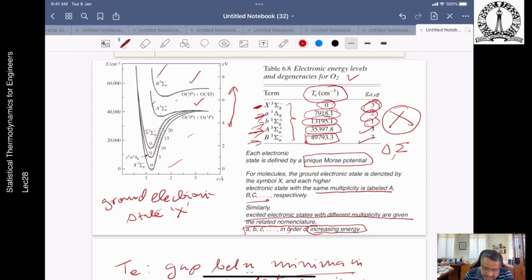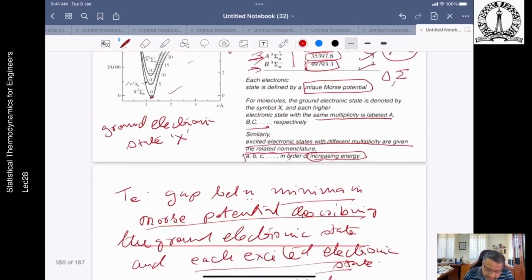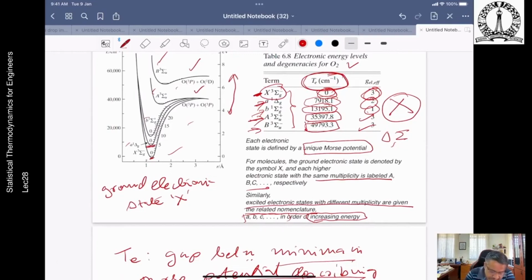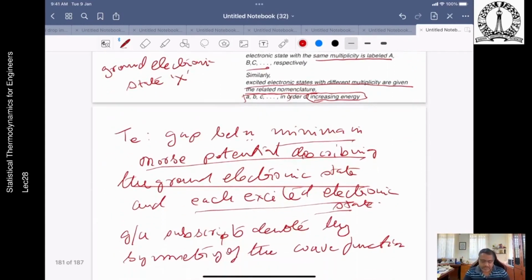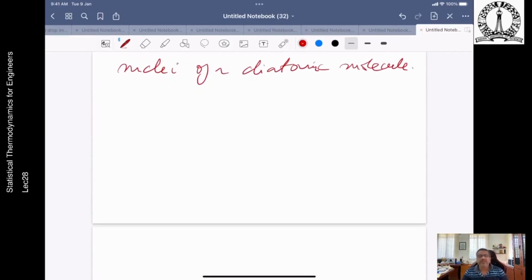These are the corresponding degeneracies that you have. So X is always given as TE equal to 0, because this is the minima of the Morse potential, the minima of the corresponding gap between the two minimas, essentially. So this is what is your TE, written as T. So that is what the intermolecular symbols look like.